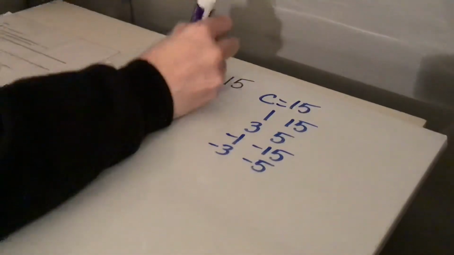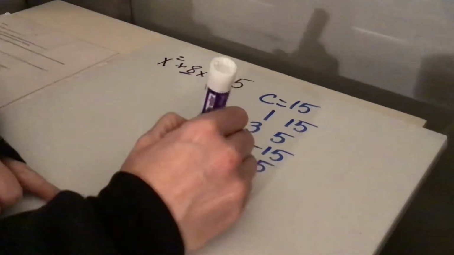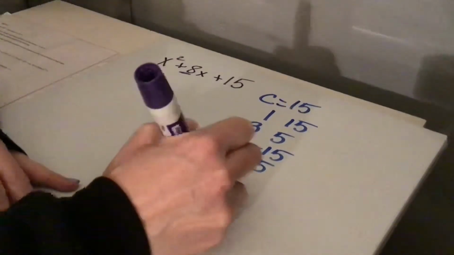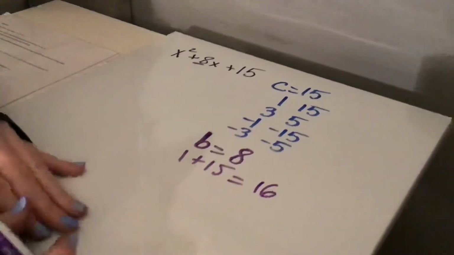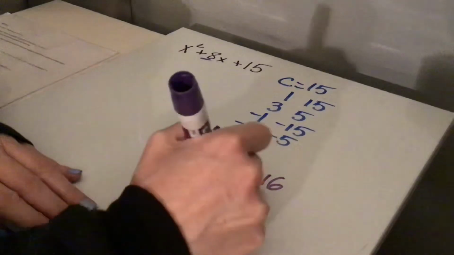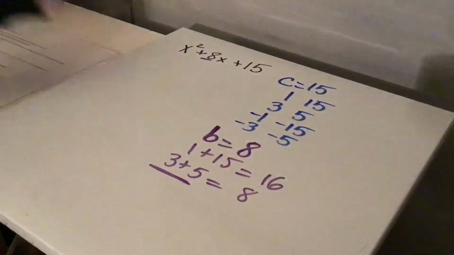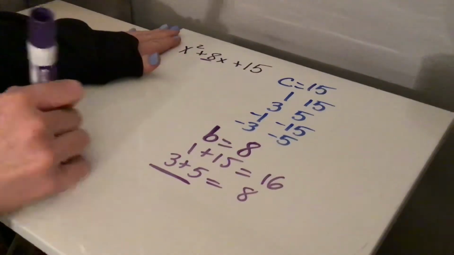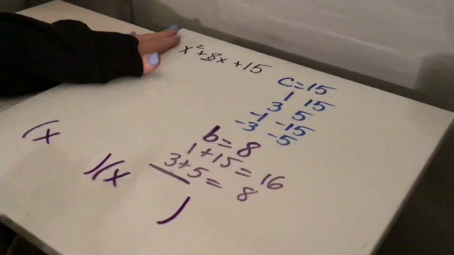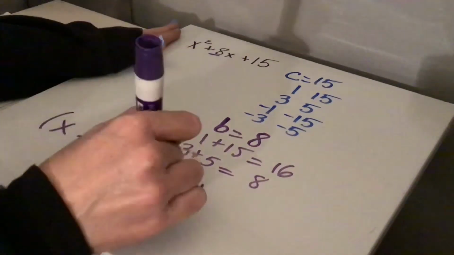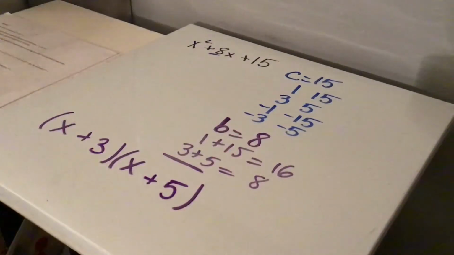Now, our middle term, or our value for b, is 8. So we're going to look to see which of these, when we add them together, gives us 8. 1 plus 15 doesn't work. 3 plus 5, that works. So 3 and 5 are the factors that we want. This is a 1 leading coefficient, so we know it's x and x. And then it's a positive 3 and a positive 5. So we get x plus 3 times x plus 5. And now it's in factored form. Okay, let's try another one.